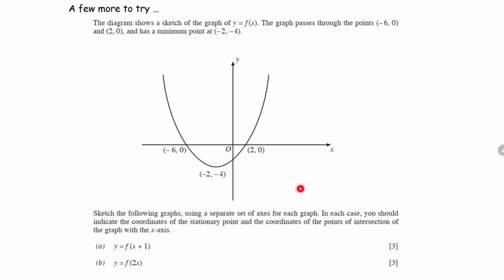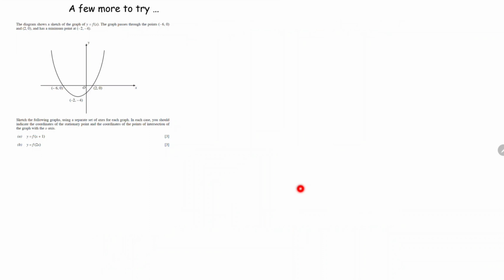Okay, another one for you to try then. So pause the video and try this one. So for part A, we have the transformation y equals f of x plus 1, where our a value is equal to 1. Now if you remember, this will be a translation in the x direction.